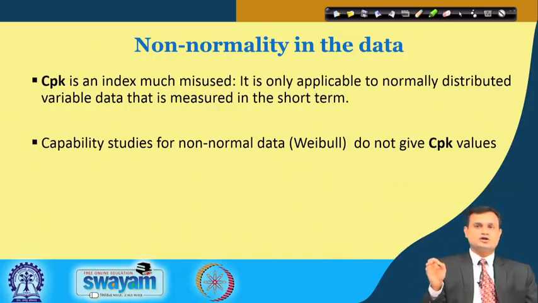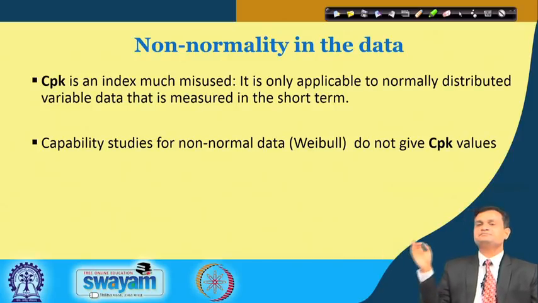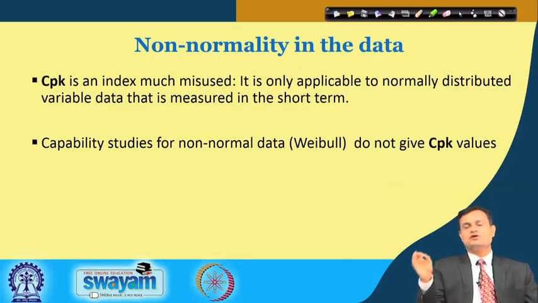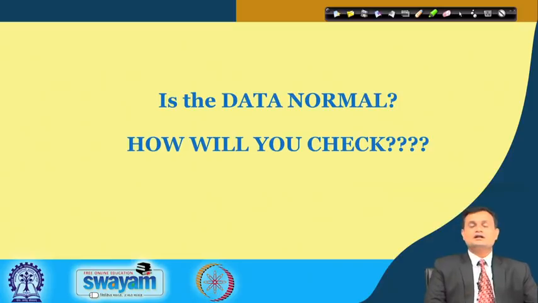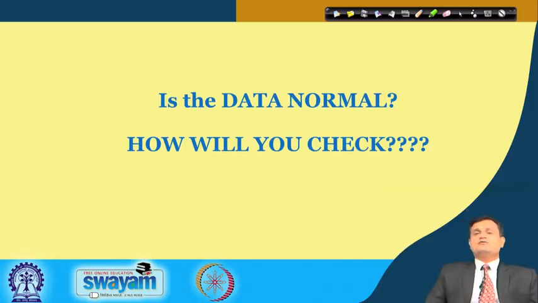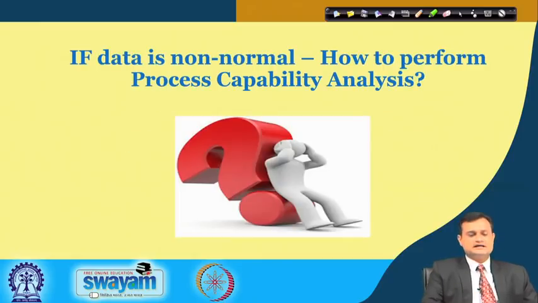If the data is non-normal, you must conduct the non-normal process capability analysis. If it is normal, then you go for normal process capability analysis. So, now the question is: how will I check whether my data is normal or not normal? There is a procedure that can help us check whether my data is normal or non-normal, and what to do.